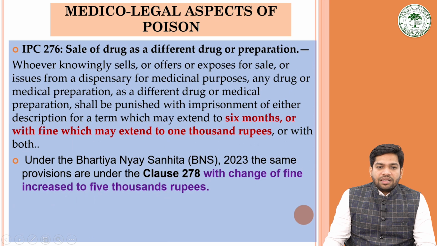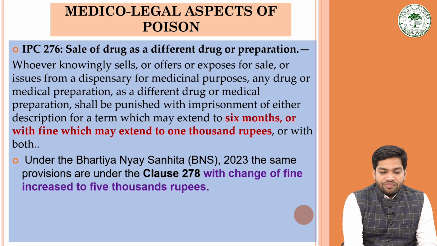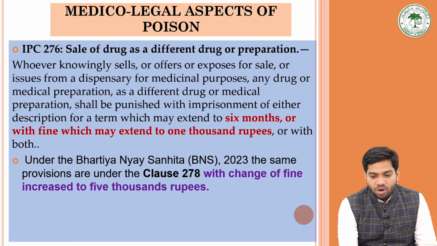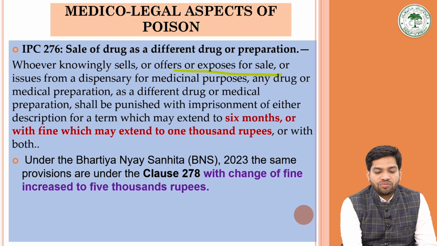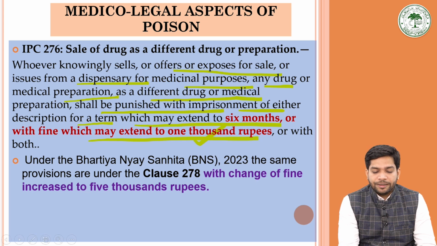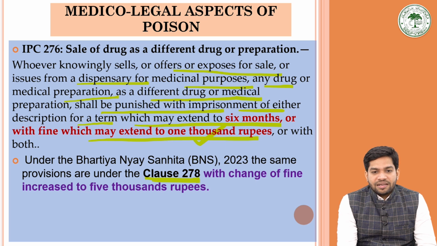Further, the sale of drug as a different drug or preparation. Whoever knowingly sells, or offers or exposes for sale, or issues from a dispensary for medical purpose, any drug or medical preparation as a different drug or medical preparation shall be punished with imprisonment of either description which may extend to 6 months or a fine of 1000. In the BNS, it is included in clause 278 with an increased fine of 5000 rupees.